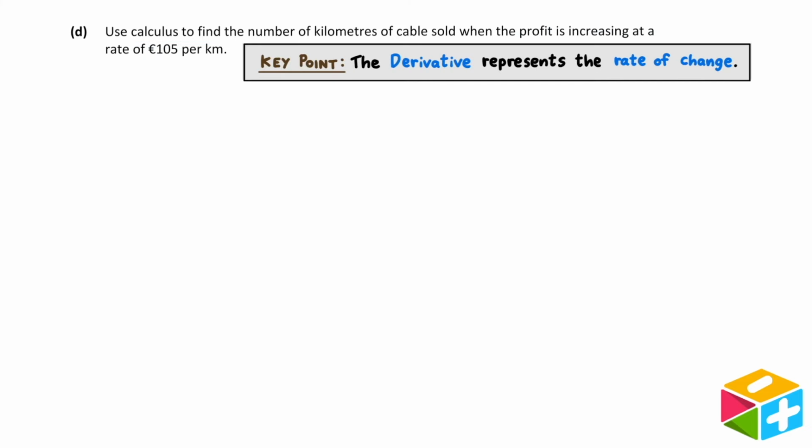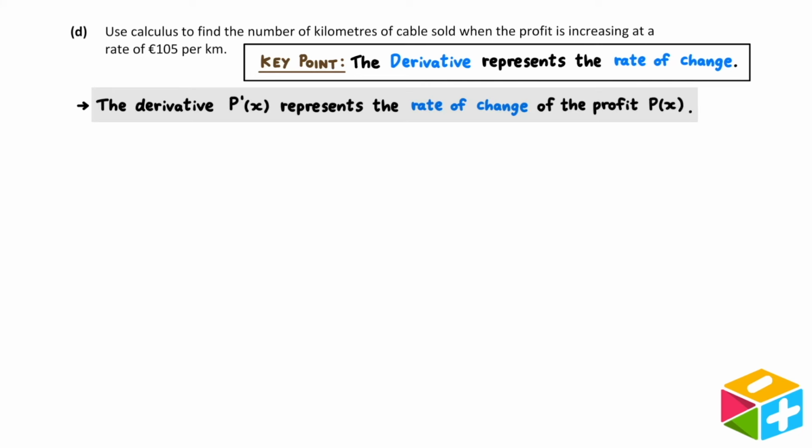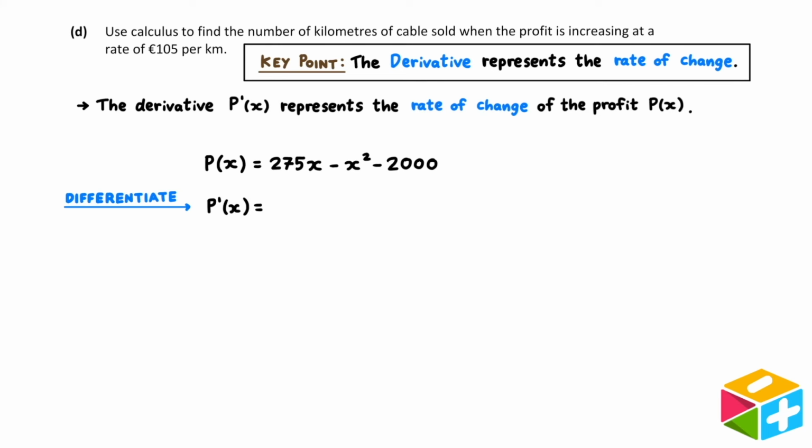A useful fact to know here is that derivatives represent rates of change. Here, we are interested in the rate of change of the profit P of x. The derivative P dashed of x will represent the rate of change in this profit. So the first step is to differentiate our profit function P of x is equal to 275x minus x squared minus 2000.